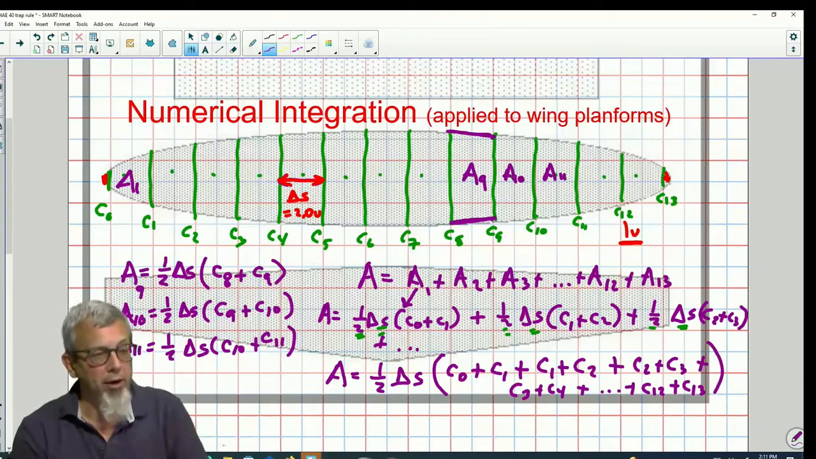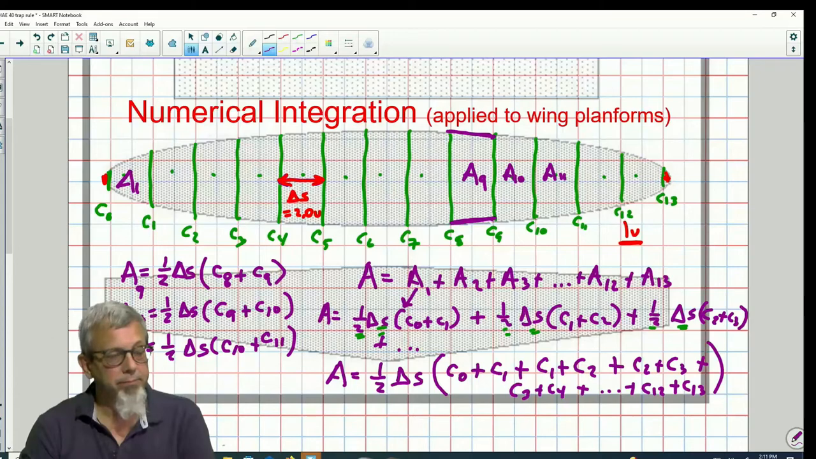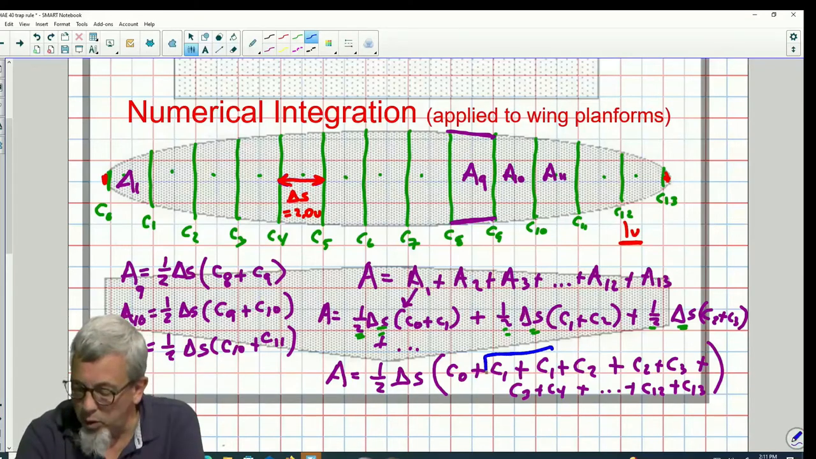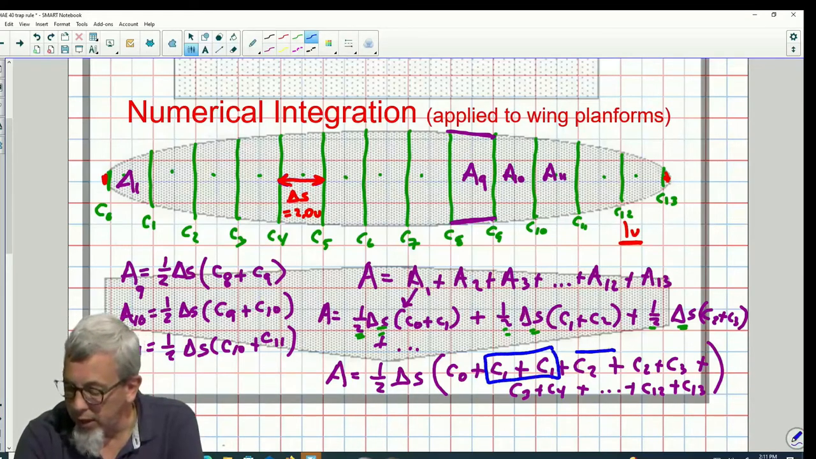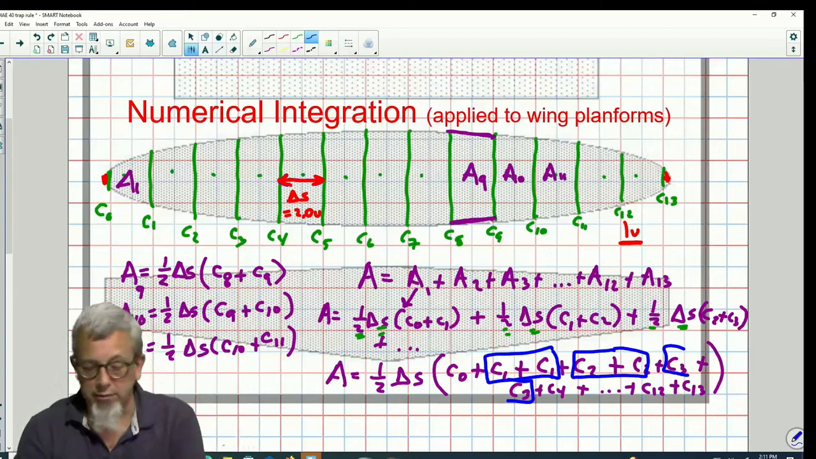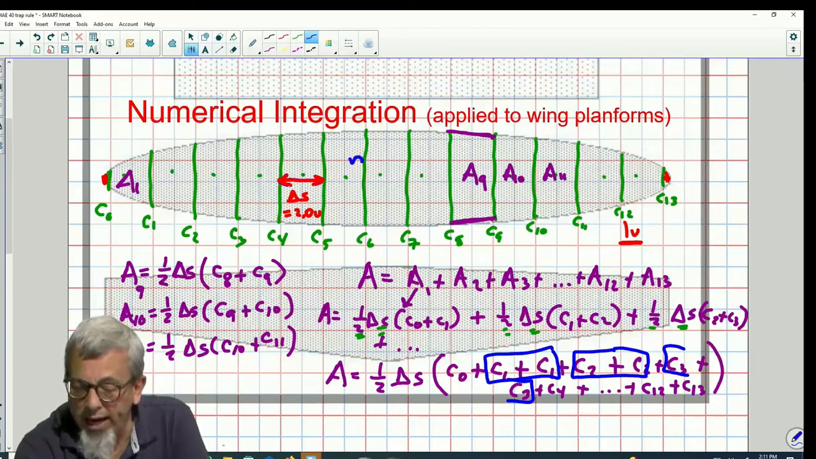Hopefully you can see the pattern there. Now, one thing I recognize, the last piece I recognize here, is there's some repetition in here. Do you see the C1s? There's two of them. And there's two C2s. And there's two C3s. And two C4s and two C5s. In fact, there are always two for all of these things in the middle.